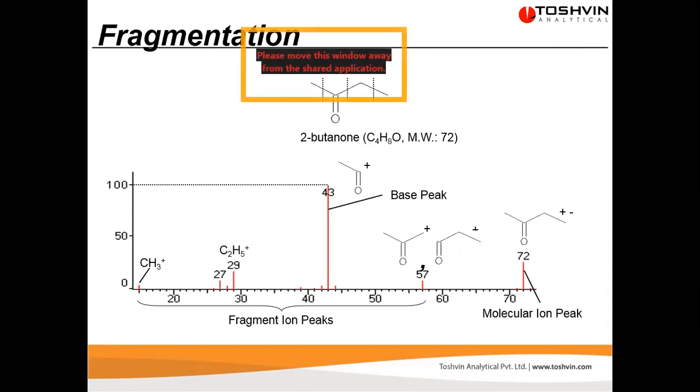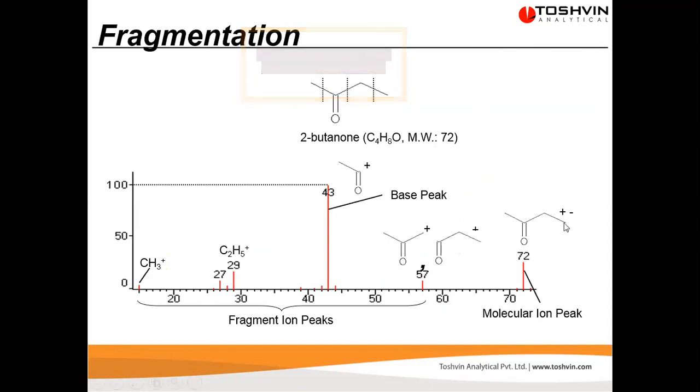You can see there is an example of 2-butanone, molecular weight 72. In this case, you are able to see the molecular ion peak, but the intensity is very low. The fragment, we are getting a base peak of its fragment, that is 43. So this picture you will see most of the time. And again, I'll repeat that most of the time you may not see this as well.